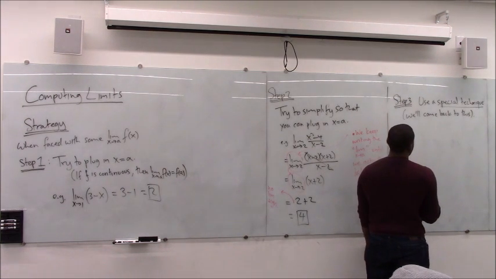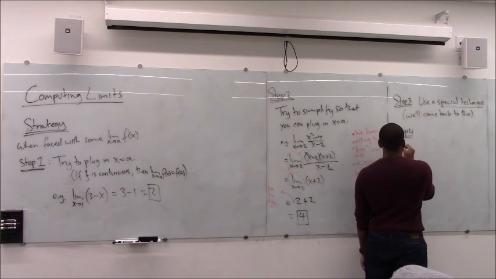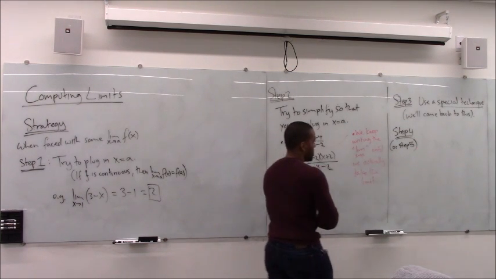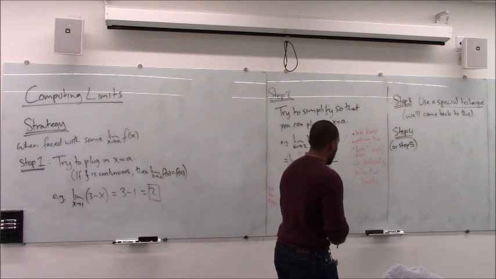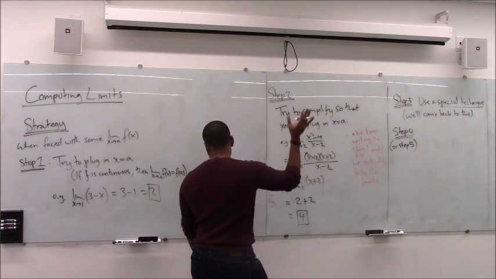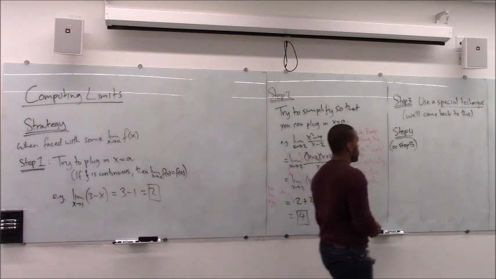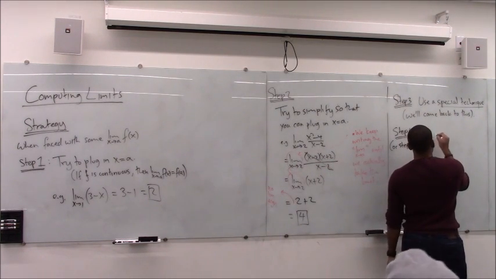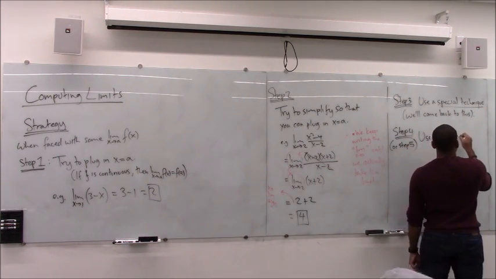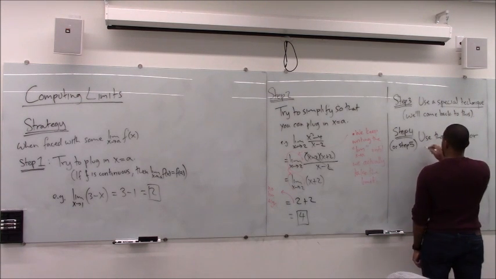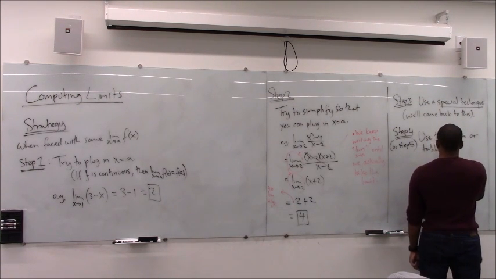So step 4. Let's skip over that, or step 5. These are kind of interchangeable, it just depends on what you're looking at. But, okay, special technique doesn't work. You can't plug in, you can't simplify. Here's one thing you can do. You can use the graph or the table of values.